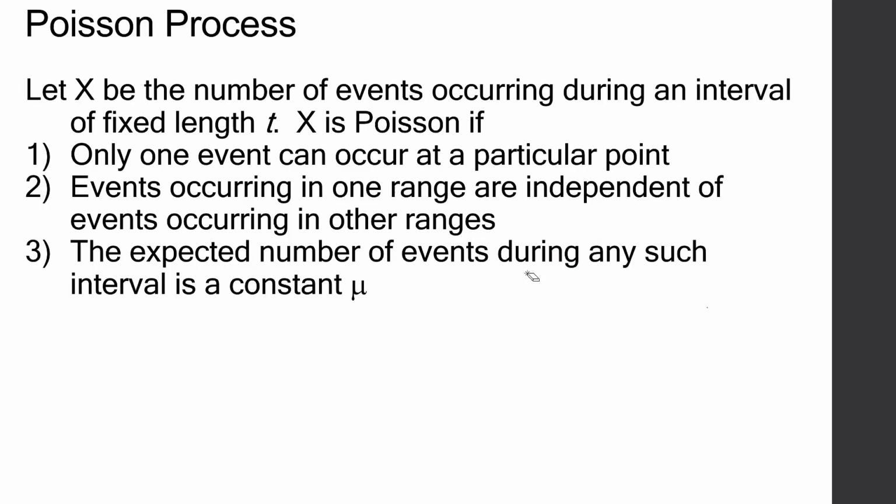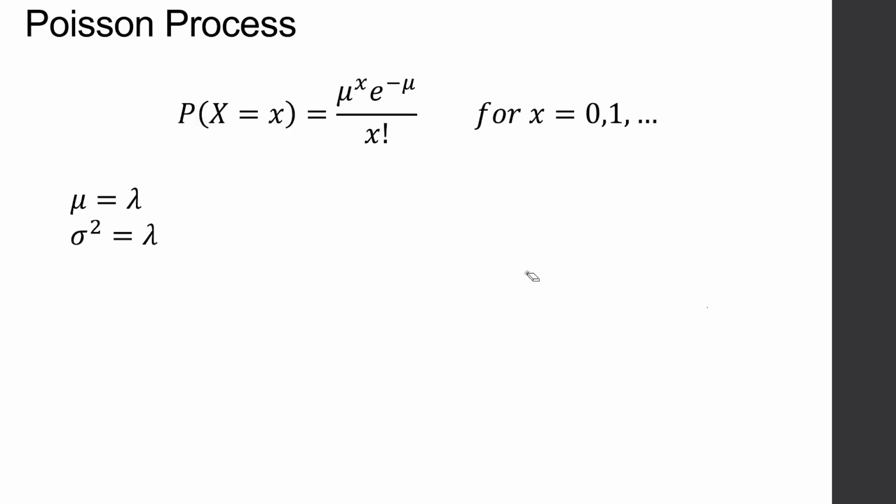All right, so now we're going to learn the other discrete distribution called the Poisson distribution. So a Poisson process is: let x be the number of events occurring during an interval of fixed length t. X is Poisson if only one event can occur at a particular point. Events occurring in one range are independent of events occurring in other ranges. And the expected number of events during any such interval is a constant mu, which we're going to call lambda.